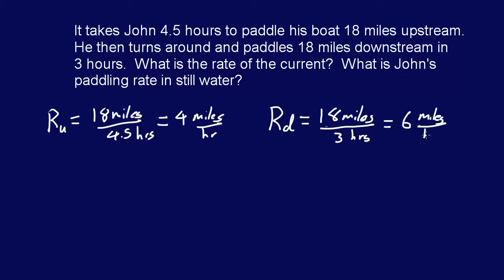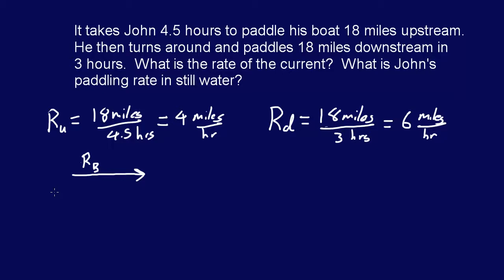miles per hour. And that makes sense because you're going upstream, and if there's a current moving against you, you're going to go a little slower, and if there's a current going with you, then your rate of speed is going to be a little bit faster. So let's say this is the speed of just paddling. We'll call this R sub the boat. And this is if you're in still water.